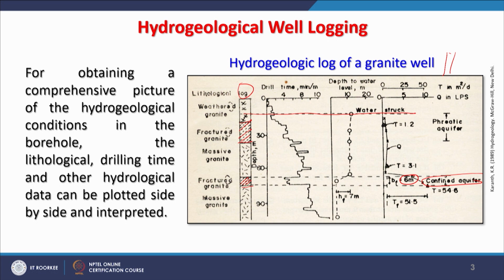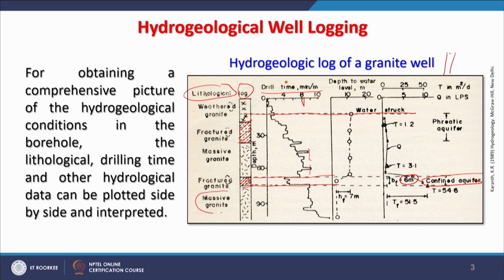The first log here is completely lithological, so it has lithological information. Then you have drill time, in minutes per meter, which is the speed of the drill. If you observe here, when we get this horizon, which is fractured granite, the drilling time is very low, and that is a good indication that a new horizon has been encountered by the drill machine or the bit. In the massive granite it takes more time, as you can see here 8 minutes or so per meter, and when we go deeper it takes further more time.